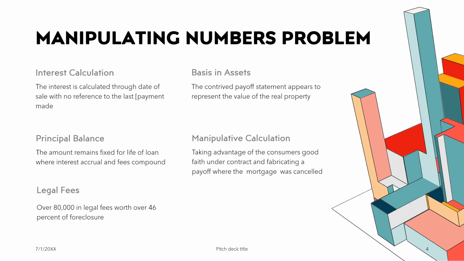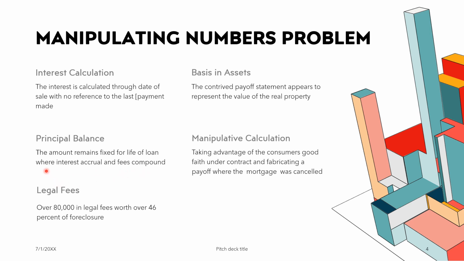Okay, here we're looking at the case of the order for entry, or excuse me, the confirmation of the sheriff's sale. And what we found, we're going to show you here in a few minutes, is, first and foremost, an interest calculation that was suspect. The interest is calculated through the date of sale with no reference to the last payment made. Well, how can you come up with the interest due if you only have the interest through the sale date? You need to have the last payment made to properly calculate all of the accrued interest that you're charging the consumer in a foreclosure. Next was the principal balance. The amount remains fixed for the life of the loan, where the interest accrues and fees compound in a mortgage.